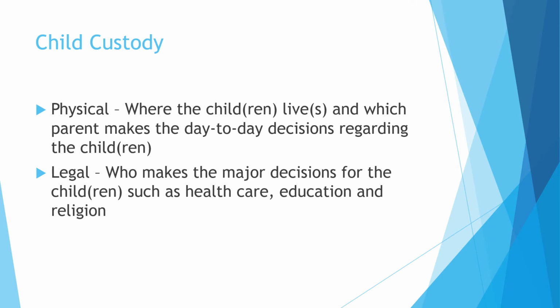There are two different kinds of custody: physical and legal. Physical custody is where the children live and which parent makes the day-to-day decisions about the children. Legal custody is who makes the major decisions for the children, such as healthcare, education, and religion. Each one can be shared custody, also called joint custody, or sole custody. You can also decide on a combination of shared and sole custodies.